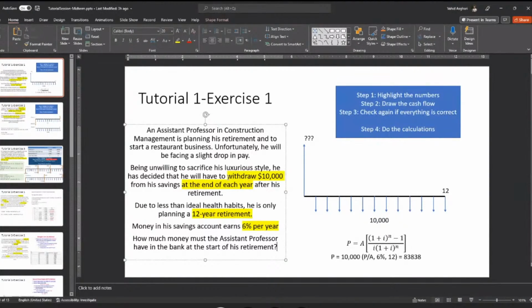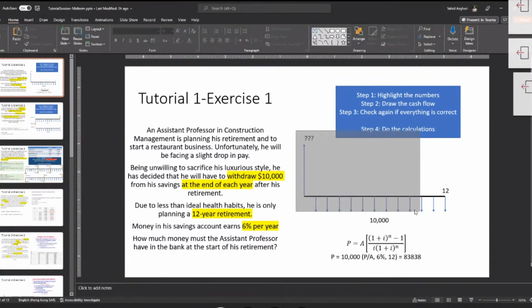the first step is that you go and read the question and highlight the numbers. As we read this question, we can see that there is a withdrawal of 10,000 US dollars every year. As you can see, I have drawn the cash flow here. And 12-year retirement, yes, 12 years, and 6% per year. Okay, got it. And how much money must the assistant professor have in the bank at the start of his retirement?